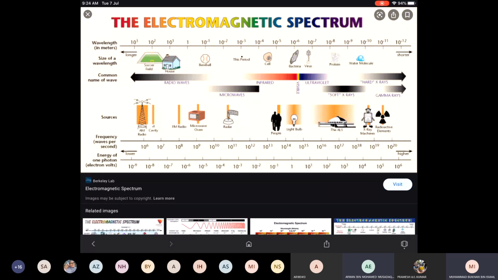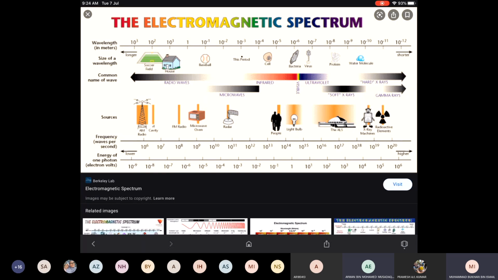Cuba beritahu saya. What can you see on the screen? Wavelength. You can see wavelength. Dekat bawah, you can see frequency. You can see that? Frequency. Okay. Now, can you see the difference?